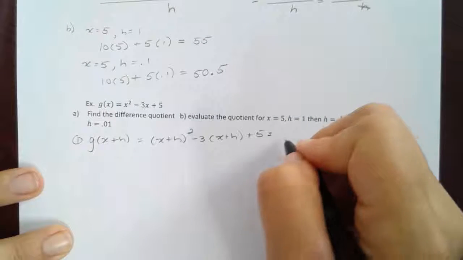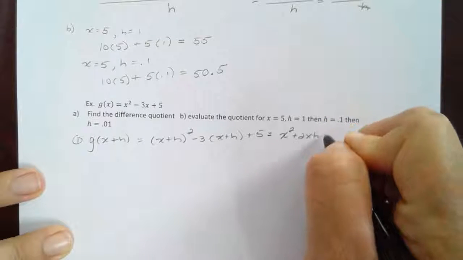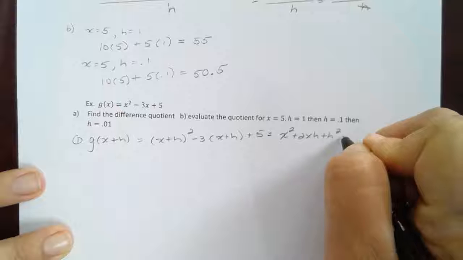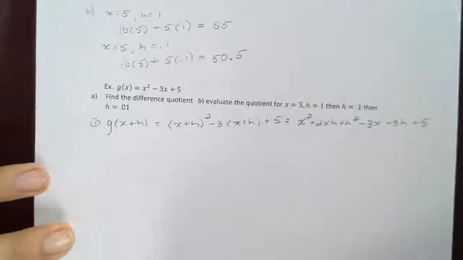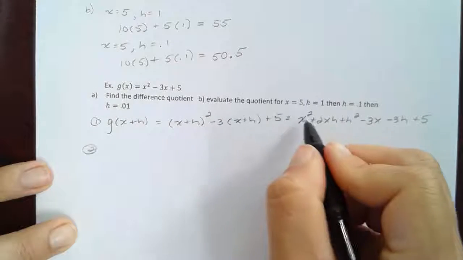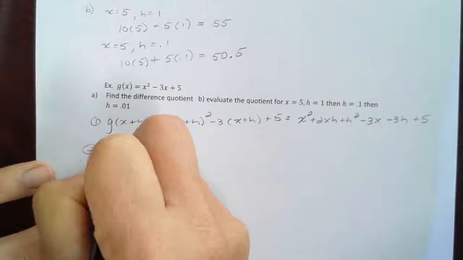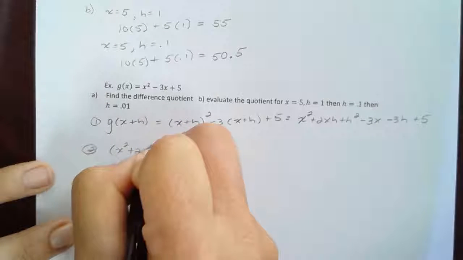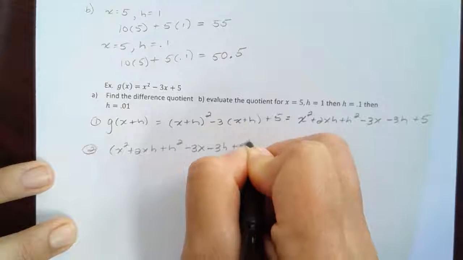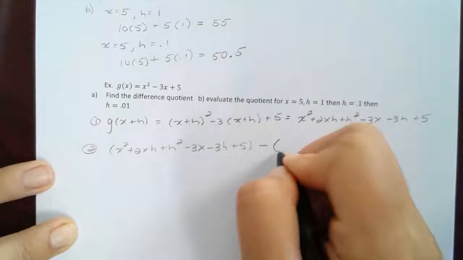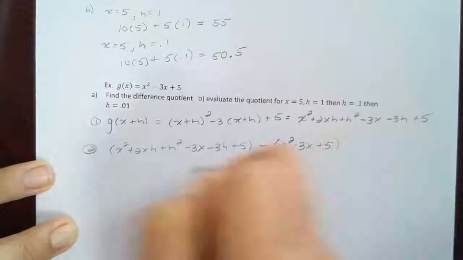If there were like terms, we'll combine them. X plus h squared, we keep doing this, it's x squared plus 2xh plus h squared. Distribute the minus 3, so minus 3x minus 3h plus 5. All right, no like terms. So in part 2, we're going to substitute this expression in for the g of x plus h. So x squared plus 2xh plus h squared minus 3x minus 3h plus 5. And we're going to subtract from that the original function, which is x squared minus 3x plus 5, all over h.